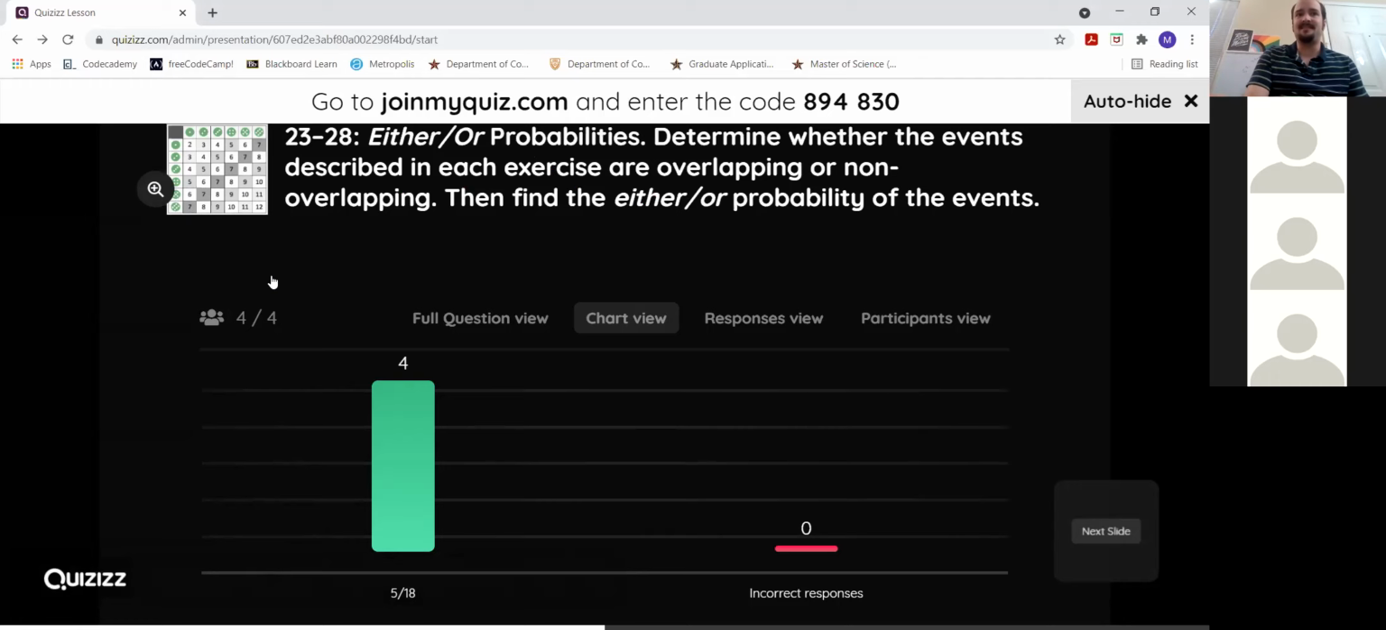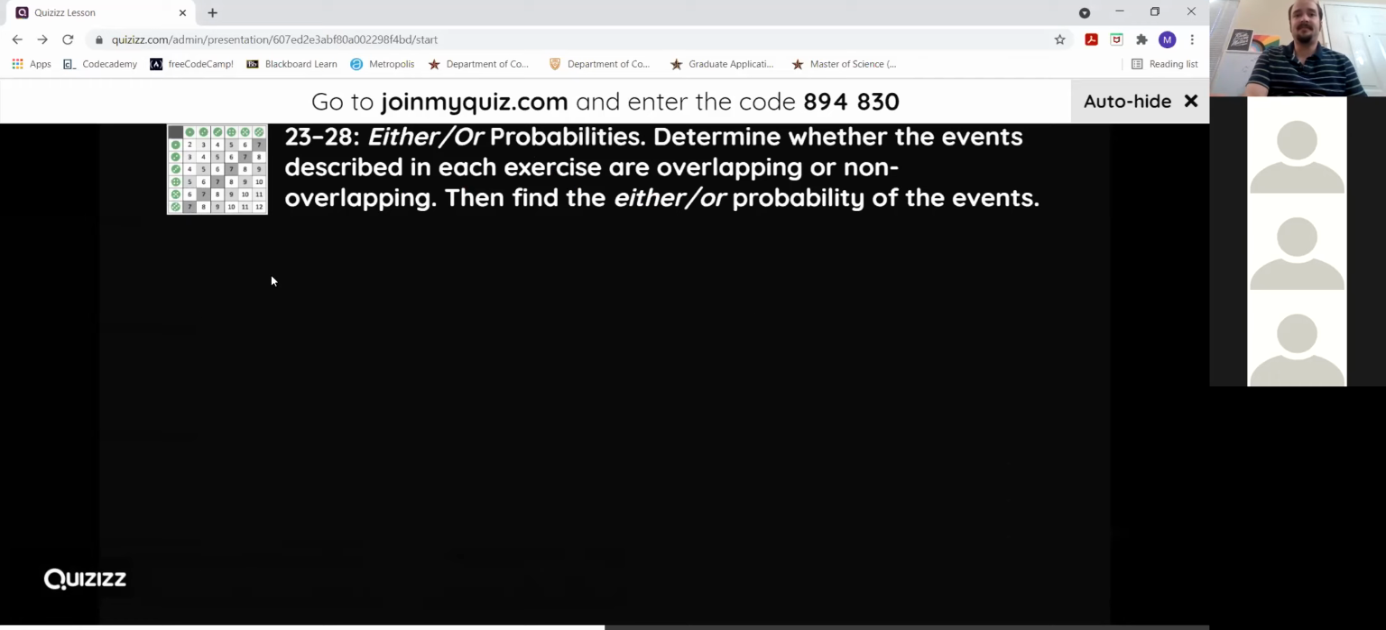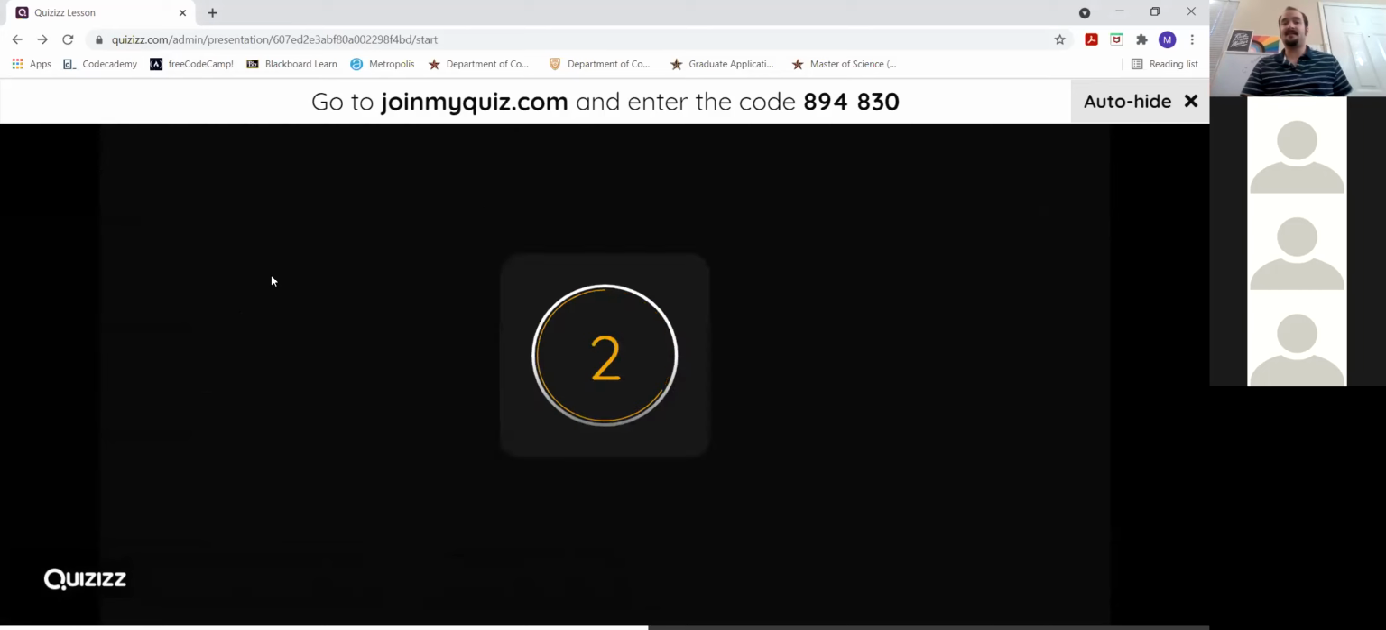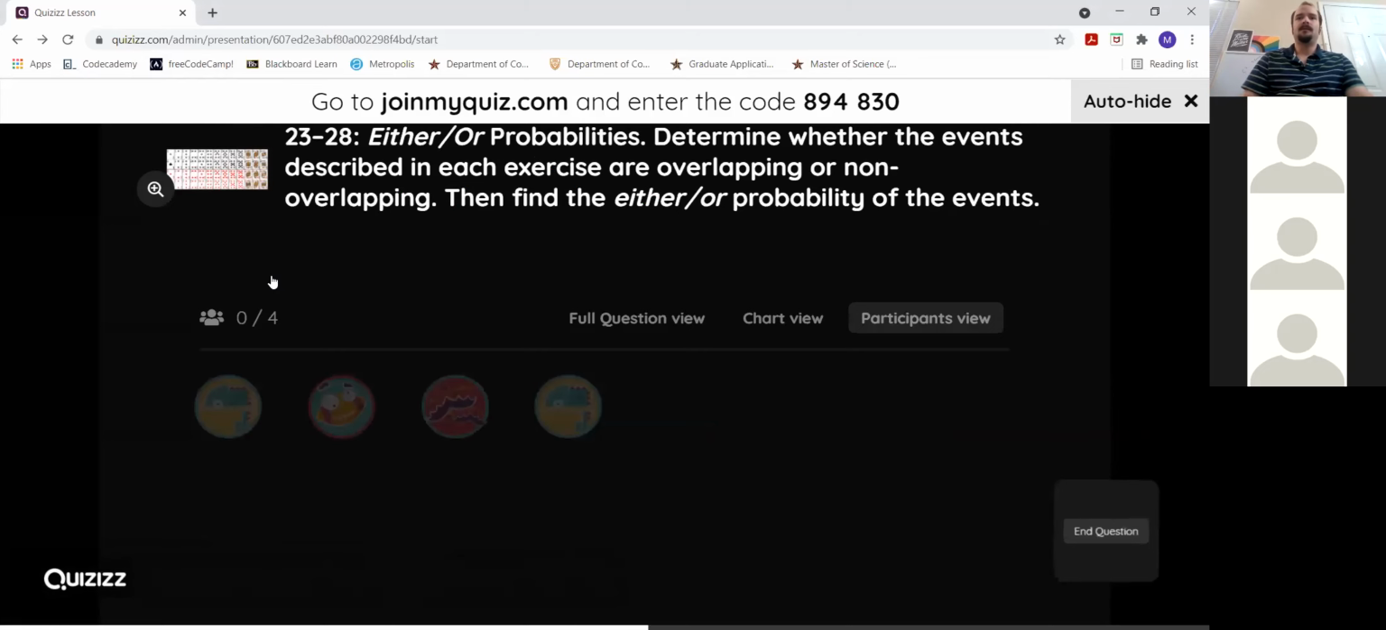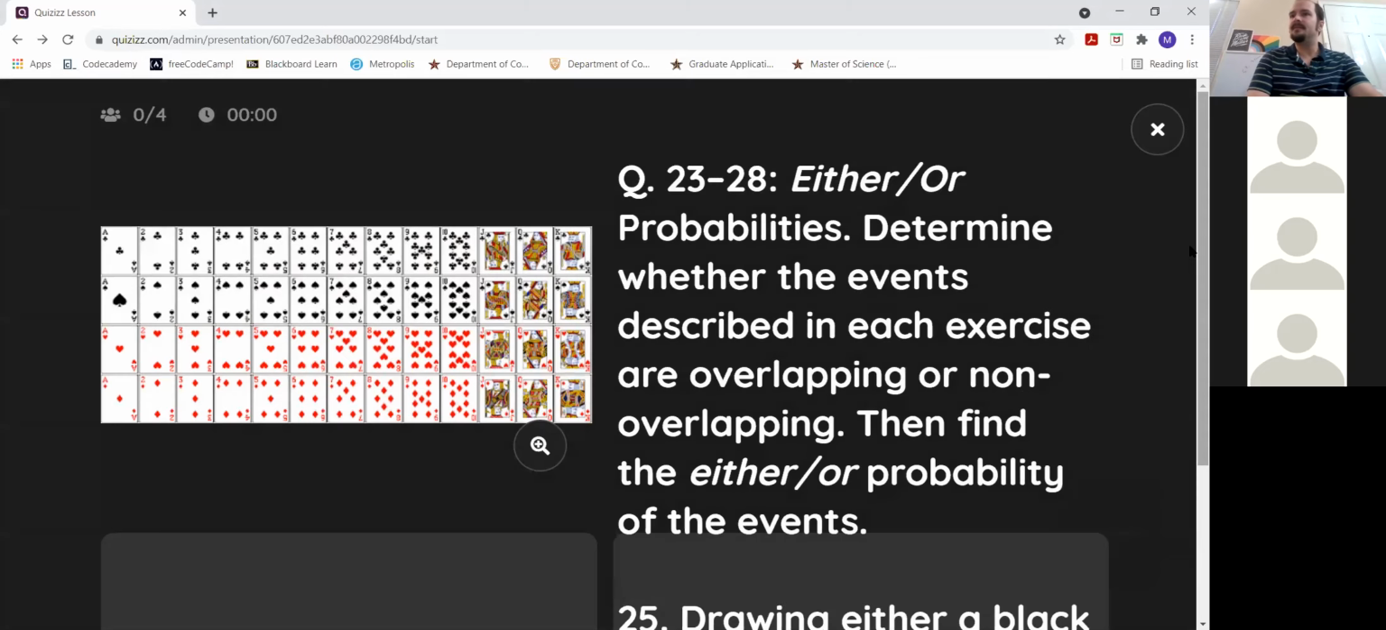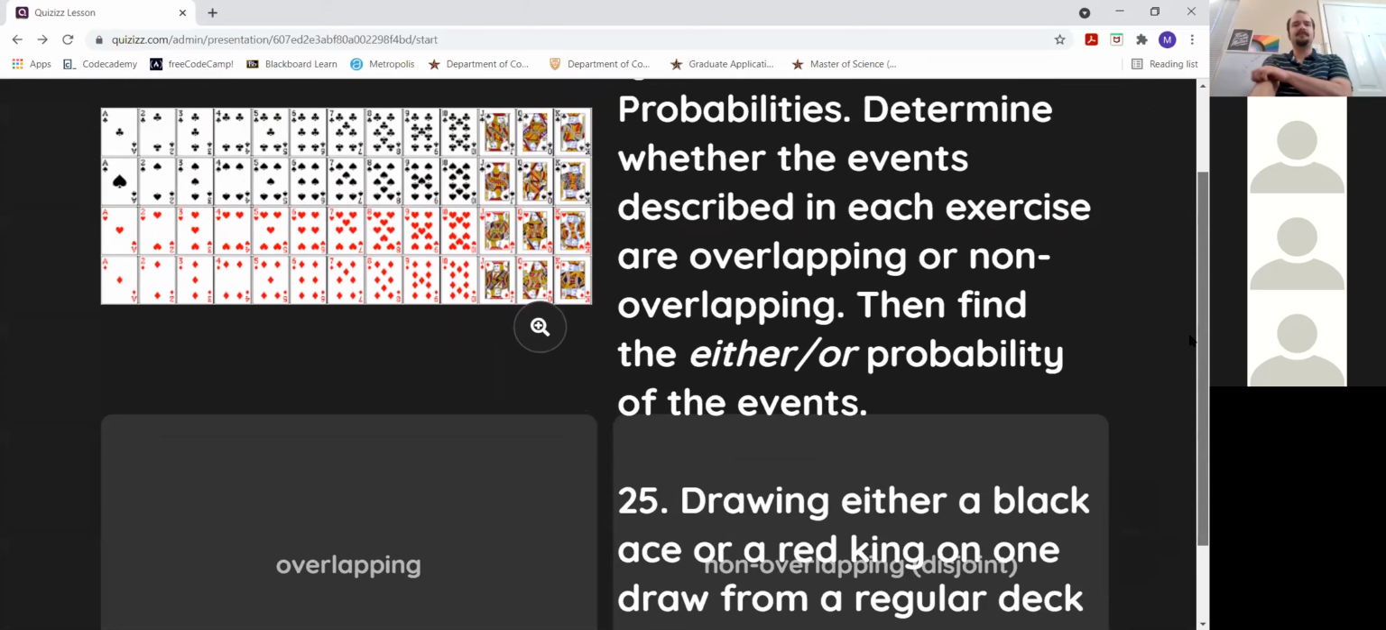But yeah, so this is disjoint. The sets are not overlapping. We just add the sets up. Same thing here. Now we're doing cards.